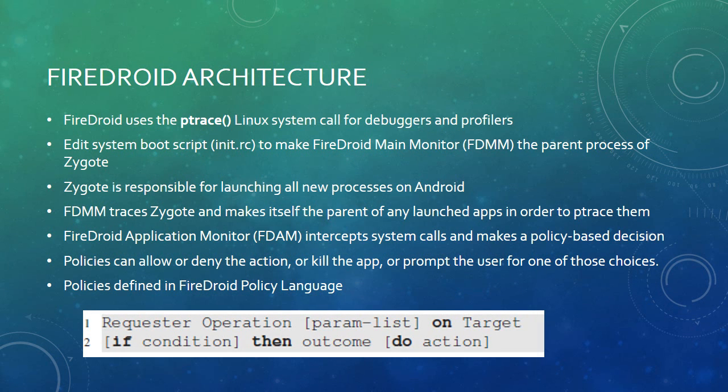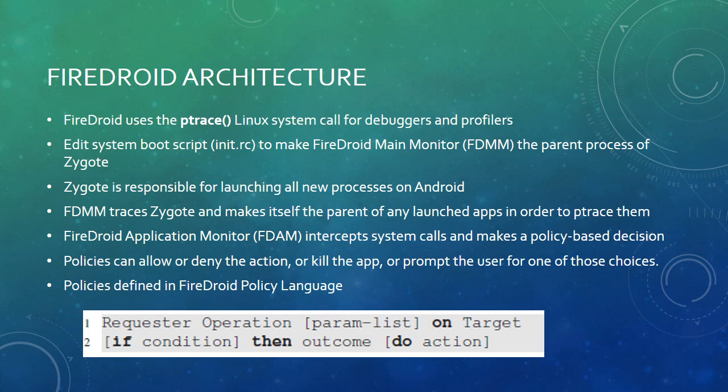So like I said, FireDroid works by taking advantage of two key facts. One is that the Linux kernel at the heart of Android provides the ptrace system call, and the other fact is that all user processes on Android are launched through a master process called Zygote. By installing itself as the parent process of Zygote, FireDroid can trace when Zygote launches any other process and install itself as the parent of that process. So once it's the parent of an app process, it can attach to it with ptrace and intercept any system calls that the app makes.